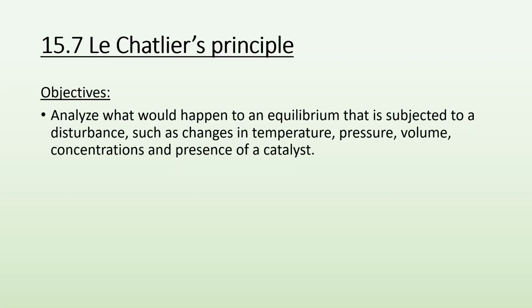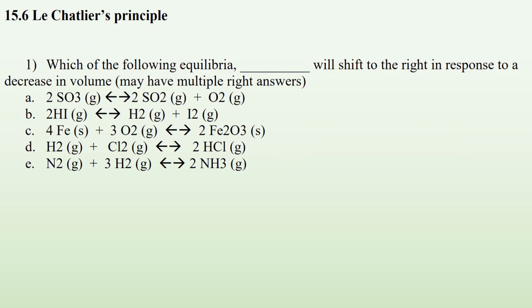Mr. Donahue here again. This time we're going to take a look at 15.7 Le Chatelier's principle. So objectives will be to analyze what would happen to an equilibrium that is subjected to a disturbance, such as changes in temperature, pressure, volume, concentration, and the presence of catalysts. So let's look at some practice problems.